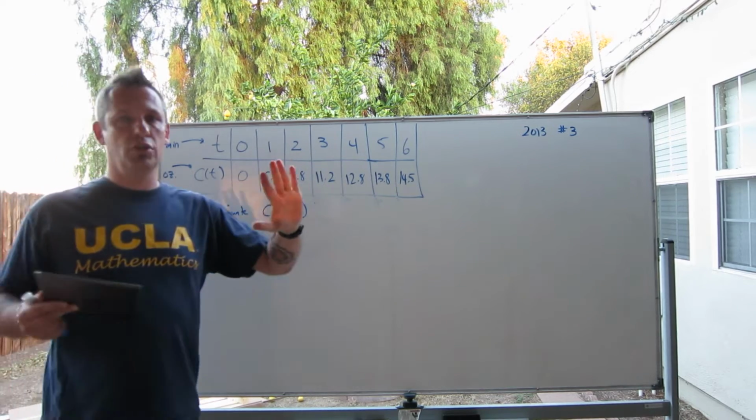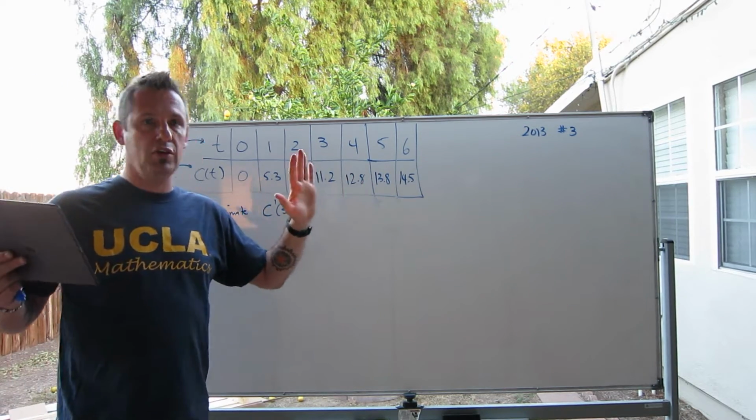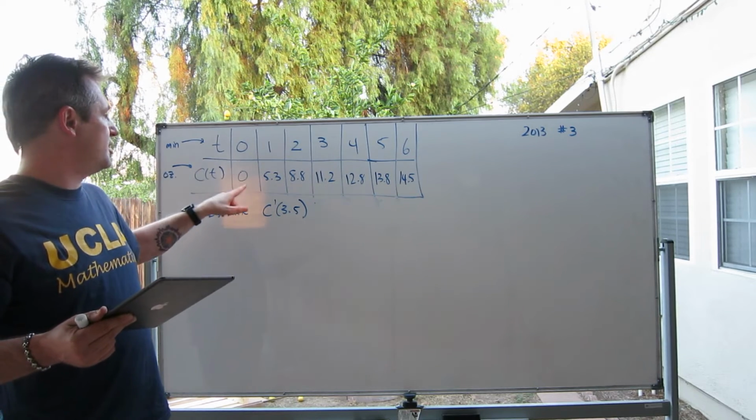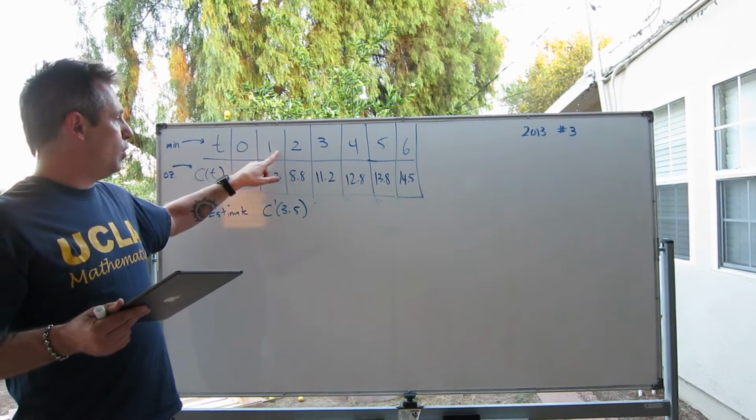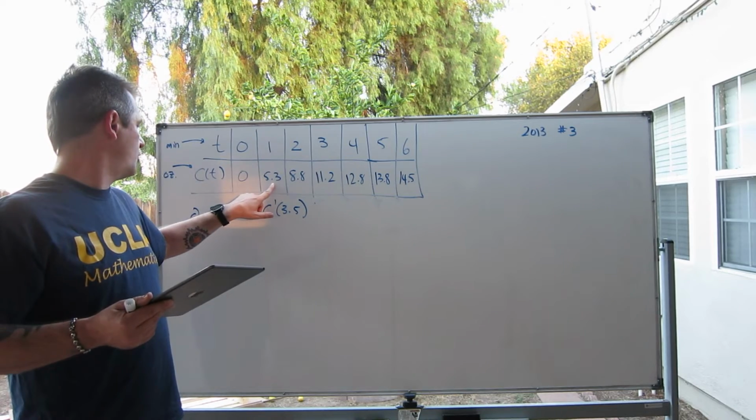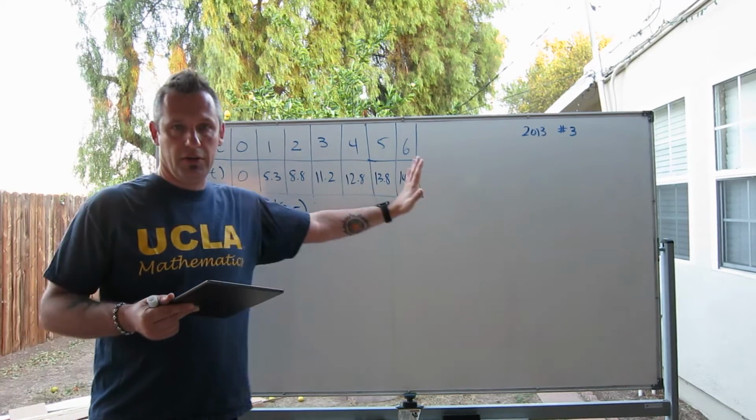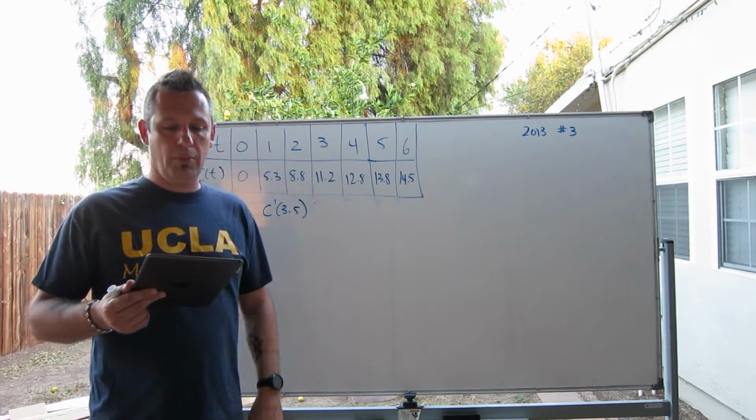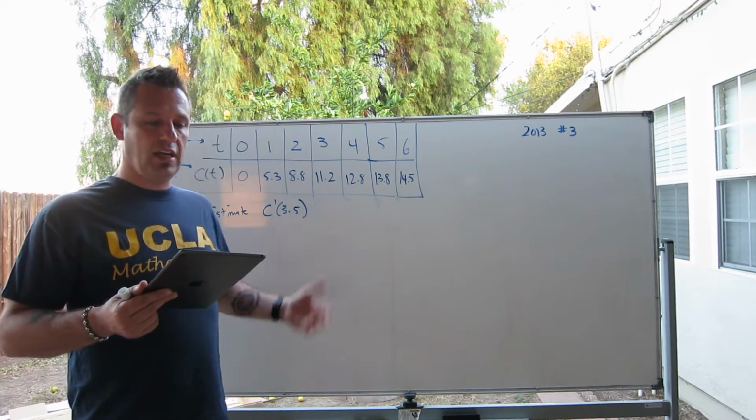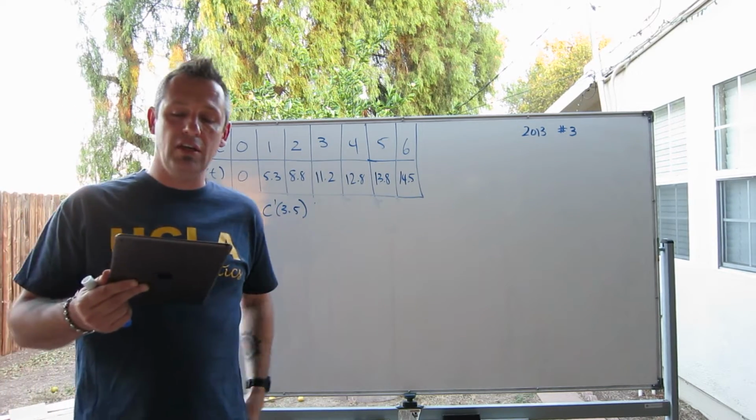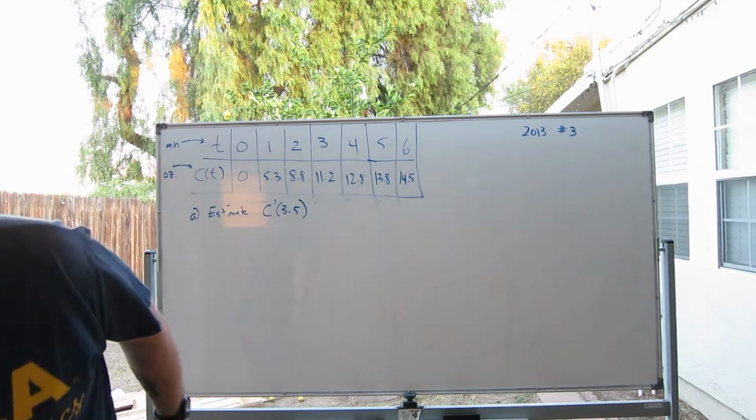So c is some function, it's continuous, we don't know all of its values, but we do know that, for example, at time 0 there's no coffee. After 1 minute there's 5.3 ounces of coffee in the cup, and so on. Okay? So that's the setup for the problem. Part A says to use the data to approximate the derivative of c at 3.5.